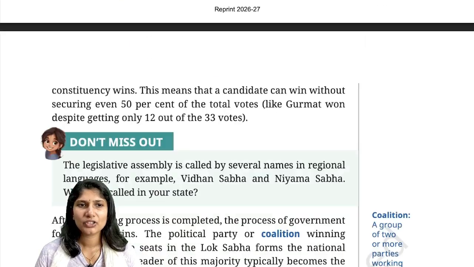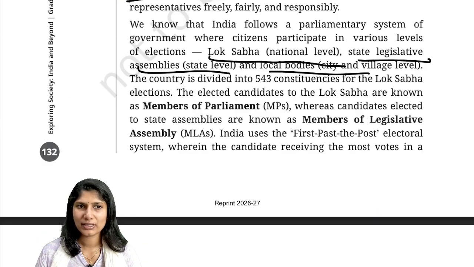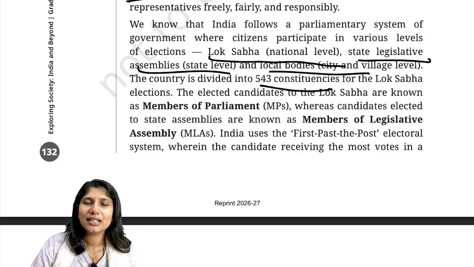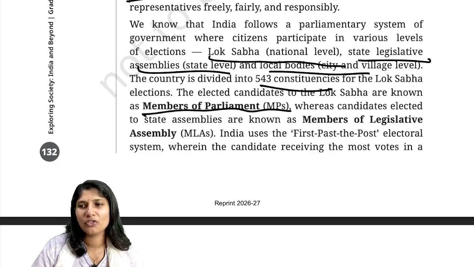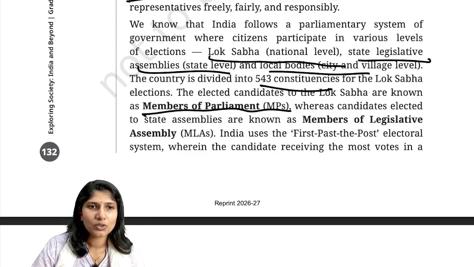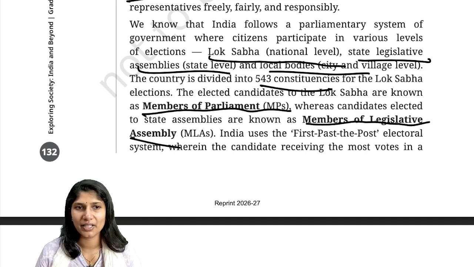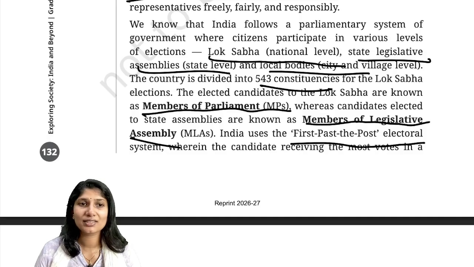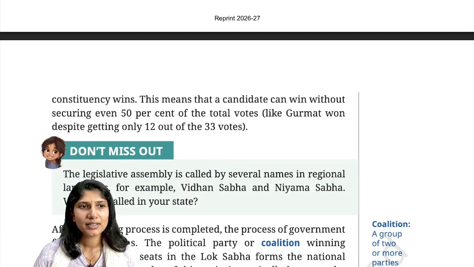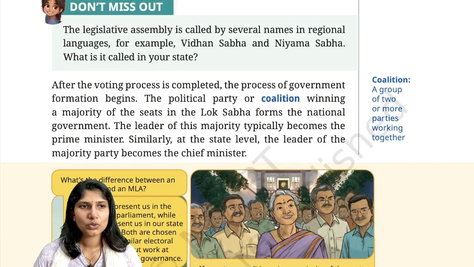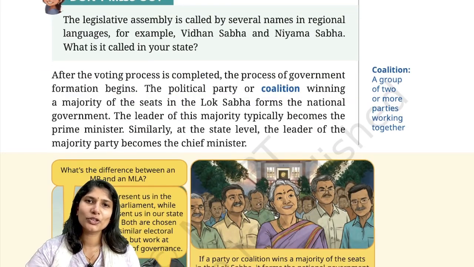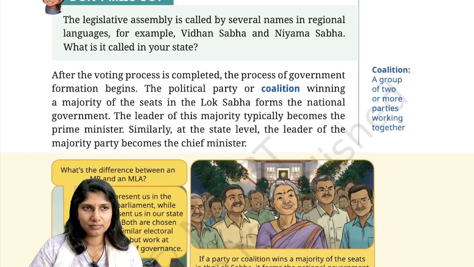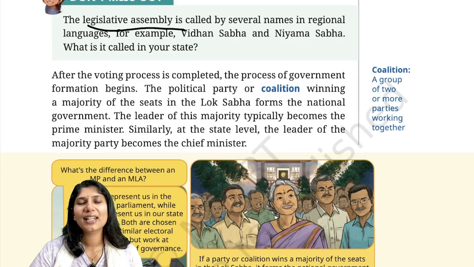For the Lok Sabha, the country is divided into 543 constituencies. The person who is elected to the Lok Sabha is called a Member of Parliament. The candidate who is elected from a constituency to the State Legislative Assembly is called a Member of Legislative Assembly. The way they win the election is called the first past the post system. We discussed this in the class representative example itself. Now there is also a unique feature: the legislative assembly is called by different names in different states.